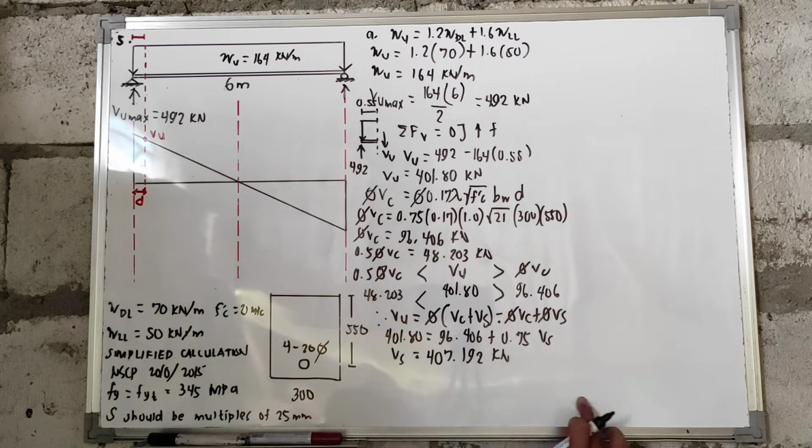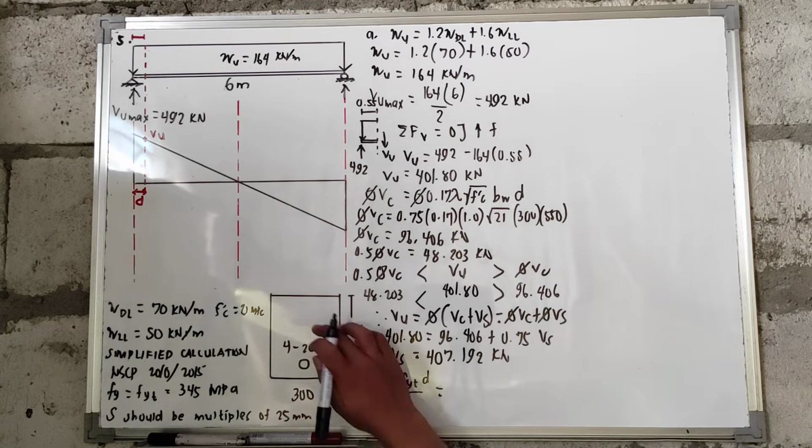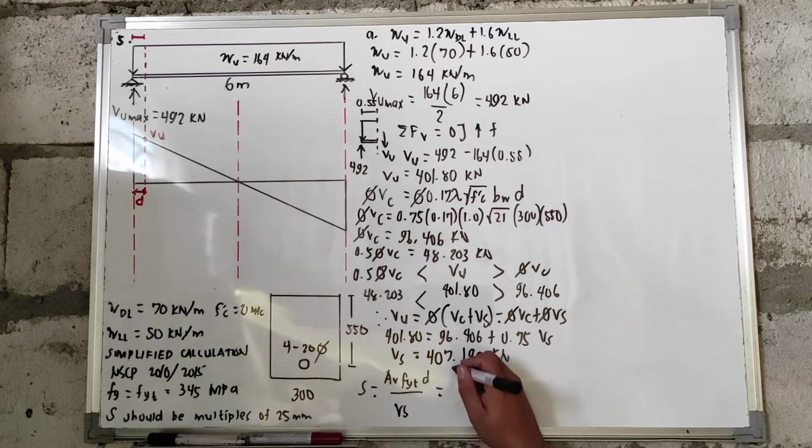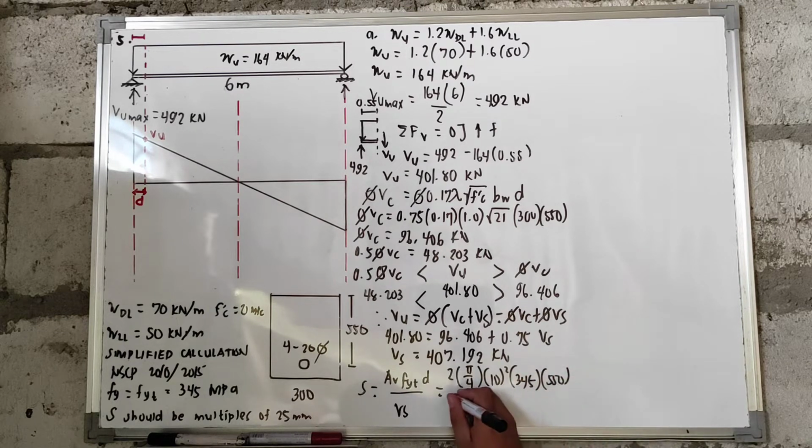And of course, para makuha natin, kunin natin ngayon yung spacing natin. So that is AV FYTD over V sub S. So meron tayong AV dito na 2-legged. So dalawang stirrups. Pi over 4 multiplied by 10 squared. And then yung FY natin na given, which is 345 multiplied by the effective depth of 550. Multiplied by yung nakuha natin na V sub S na 407.192 times 10 raised to 3 Newton.